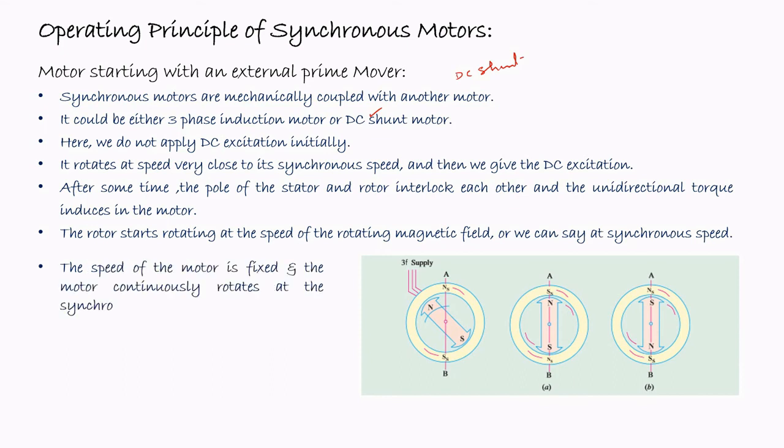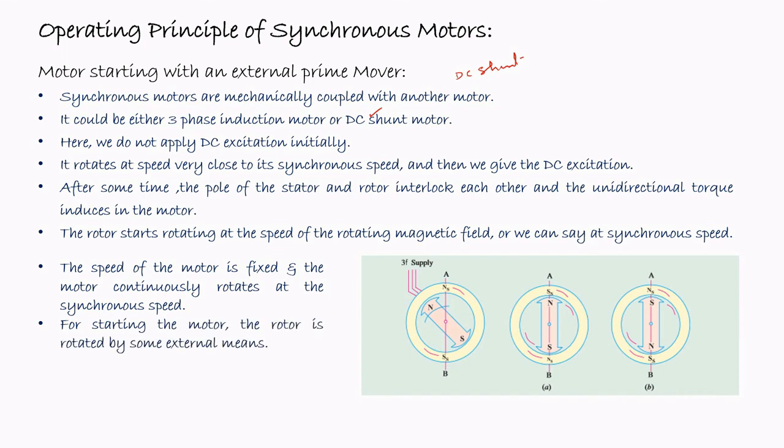The speed of the motor is fixed and the motor will continuously rotate at the synchronous speed because there is the interlocking between the stator and the rotor magnetic field. So once the synchronization is achieved, the external prime mover is disconnected from the rotor and the rotor will continue to rotate because of the interlocking with the stator magnetic field. Basically, the stator magnetic field will make the rotor rotate with a speed which is called the synchronous speed. That means the speed by which the stator magnetic field is rotating.